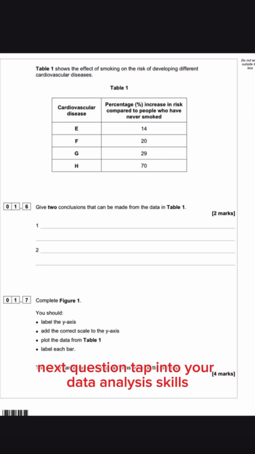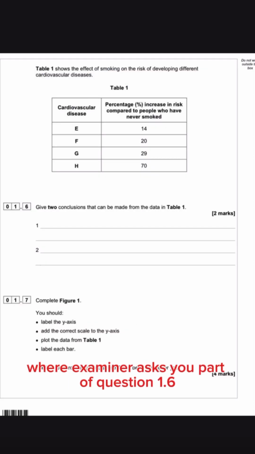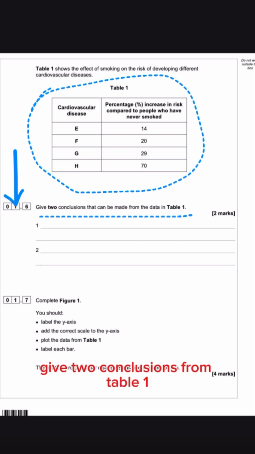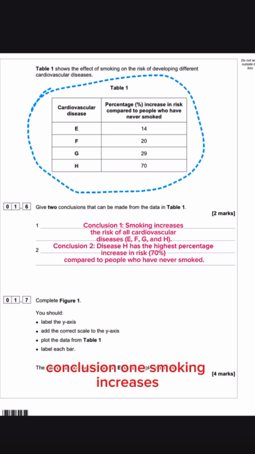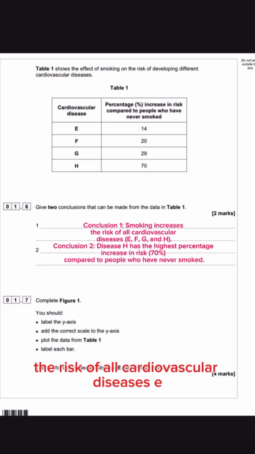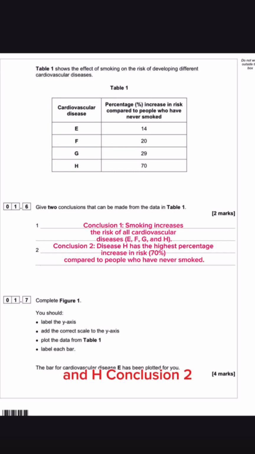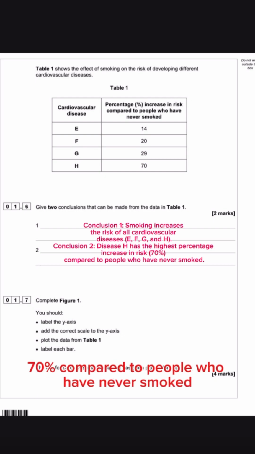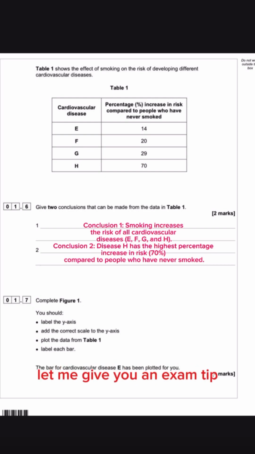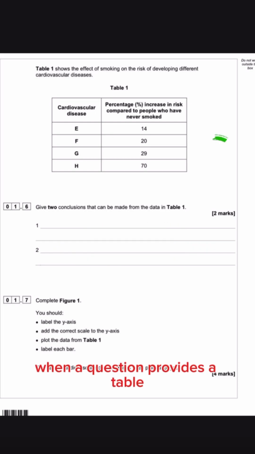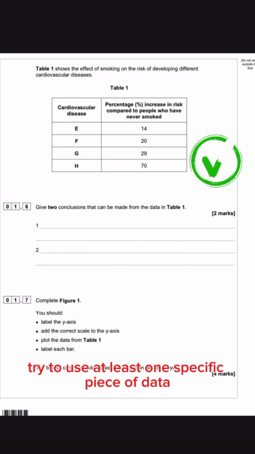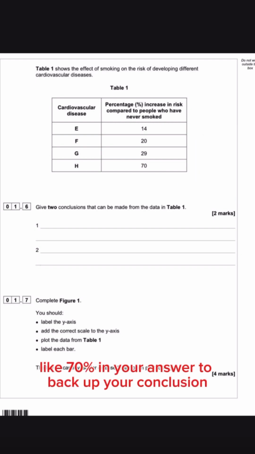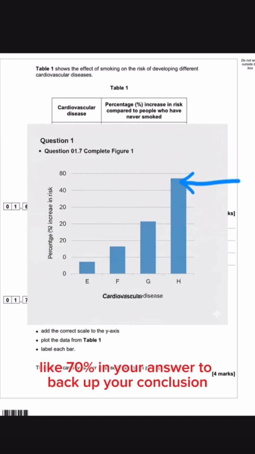Next question: tap into your data analysis skills, where the examiner asks in 1.6: give two conclusions from Table 1. Conclusion 1: smoking increases the risk of all cardiovascular diseases, E, F, G, and H. Conclusion 2: disease H has the highest percentage increase in risk, 70%, compared to people who have never smoked. Let me give you an exam tip. When a question provides a table, try to use at least one specific piece of data, like 70%, in your answer to back up your conclusion.